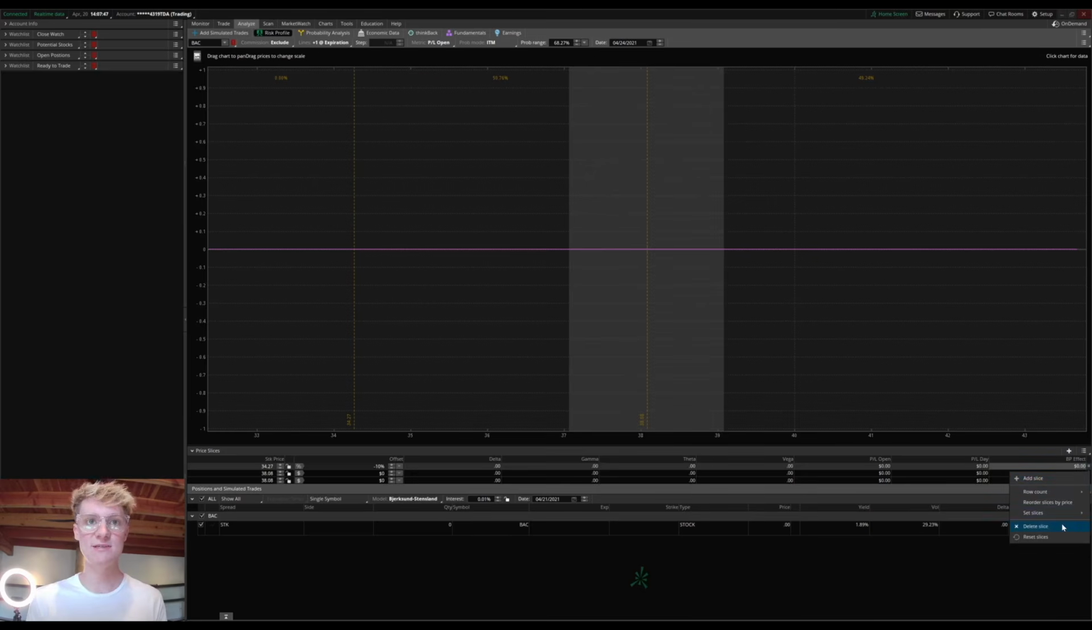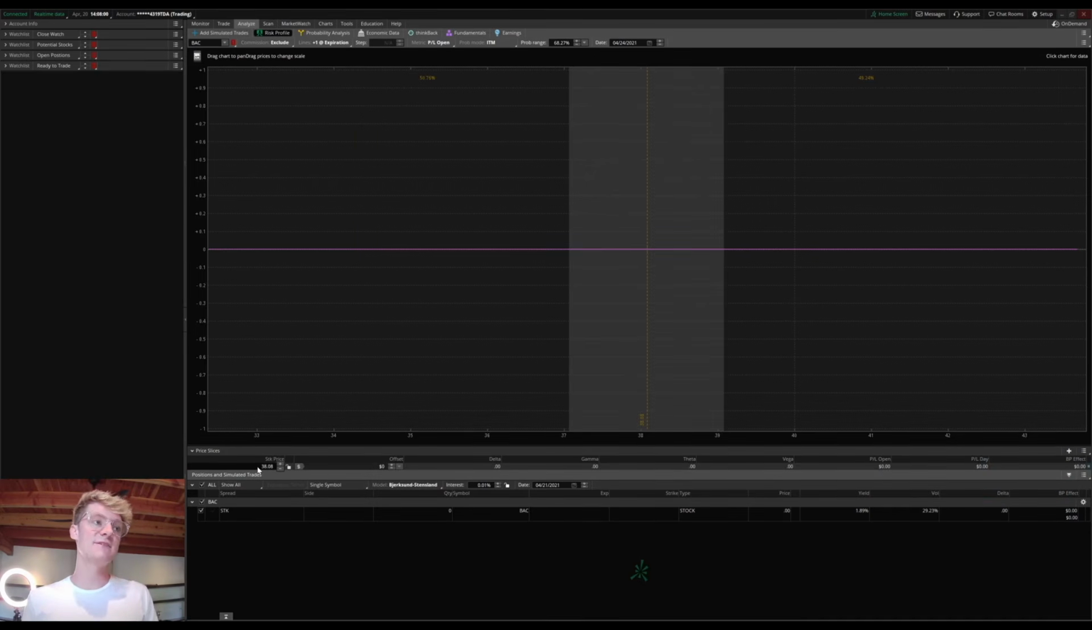Just keep one slice. So strike price, that is the price at which you want to do your calculations. Say you want to know how much your contracts are going to be worth when BAC is at $40. You're just going to change this to $40. But we've got no contracts up on here yet, so nothing's going to happen. Once we do, you can see that the P&L open and the P&L day are going to change. We've also got our Greeks, our theta. It helps you calculate everything. It's just such a great tool.